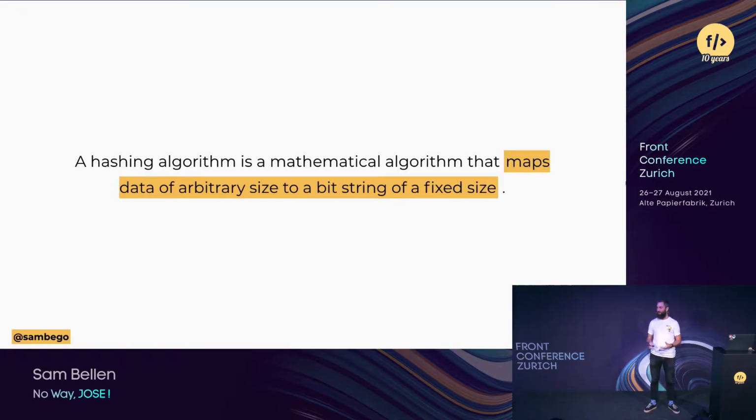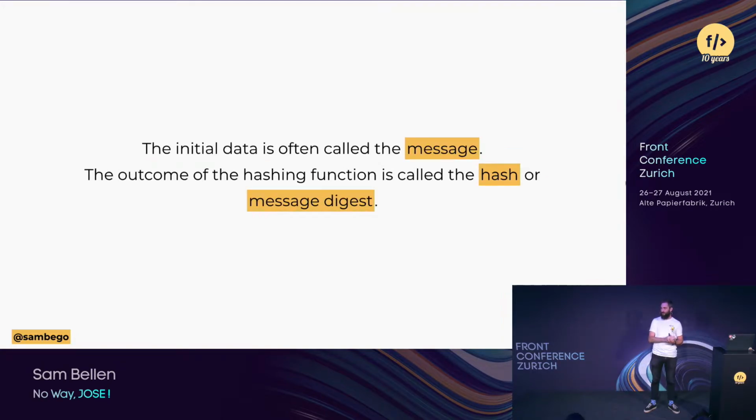A hashing algorithm is a mathematical algorithm that maps data of an arbitrary size to a bit string of a fixed size. That's a lot of fancy words for saying whatever you put into a hashing algorithm, the output is always going to be the same size, the same length, depending on which hashing algorithm you use. So if you put in 1 word, 10 words, a whole book, the output is always going to be the same size.